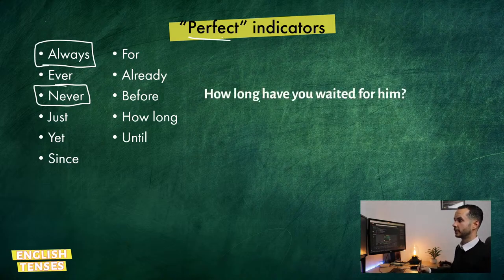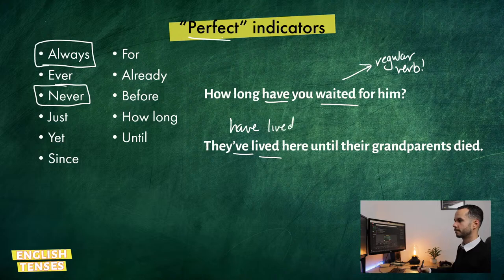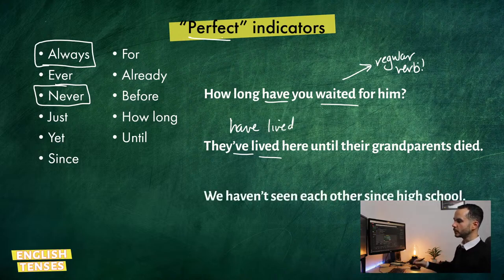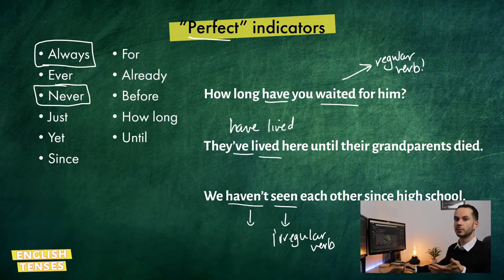How long have you waited for him? Have waited. It's a regular verb. They've lived here until their grandparents died. Have lived. Again, a regular verb. We haven't seen each other since high school. Haven't seen. Have not seen is an irregular verb. Right? So these perfect indicators are words that can be used to find present perfect in the sentences in which you need to fill in present perfect.